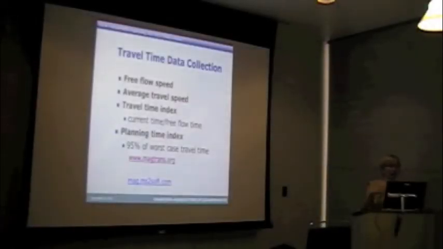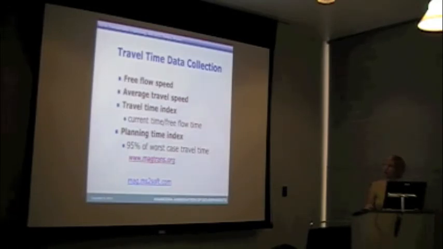Travel time index tells you how good traffic is right now. It divides the current speed by the free flow speed. And so the best value we can have is 1, when people move at free flow speed. Now, the more congestion there is, the higher the number would be for the travel time index.